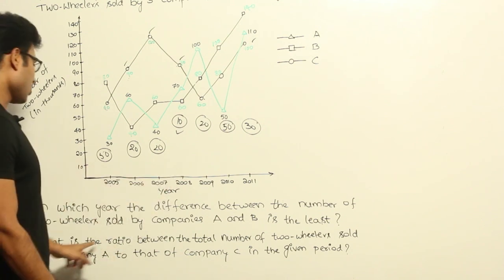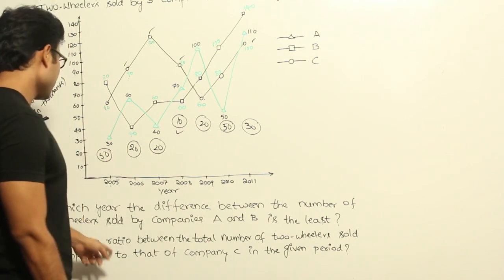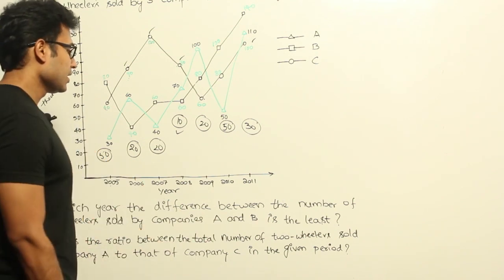And the next question is, what is the ratio between the total number of two-wheelers sold by company A to that of company C in the given period?